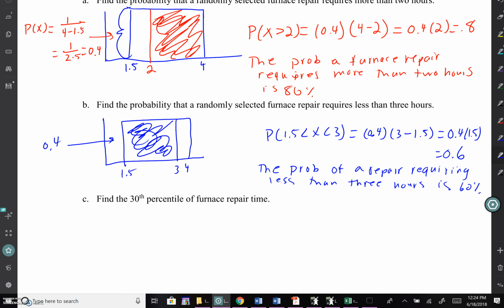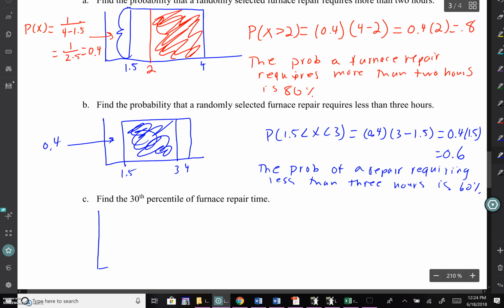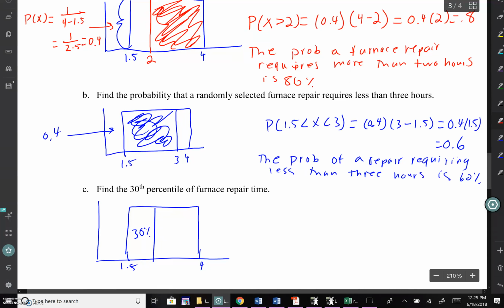I want to find the 30th percentile. That means they gave me a percent. So what does that tell me? Work backwards, right? So 1.5, 4, 30%. That's not 30%. There's 30% and there's some cutoff that goes along with that. I want to figure out what that x cutoff is. And I still know that it goes as high as 0.4. Each one of them has a probability of that 0.4.